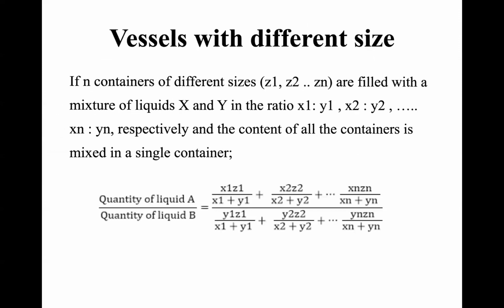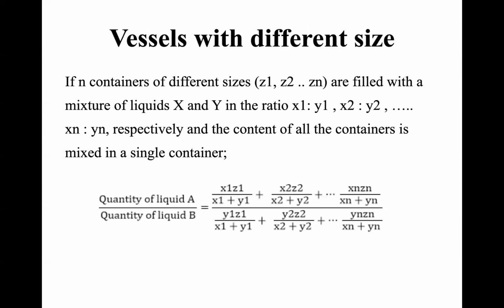So moving to the next one, vessels with different size. If n containers of different sizes z1, z2, zn are filled with mixes of liquids x and y in the ratio x1 is to y1, x2 is to y2, and so on xn is to yn respectively, and the content of all the containers is mixed in a single container, then the quantity of liquid x by liquid y is equal to (x1 z1 by (x1 plus y1) plus x2 z2 by (x2 plus y2) and so on xn zn by (xn plus yn)) the whole divided by (y1 z1 by (x1 plus y1) plus y2 z2 by (x2 plus y2) and so on yn zn by (xn plus yn)).